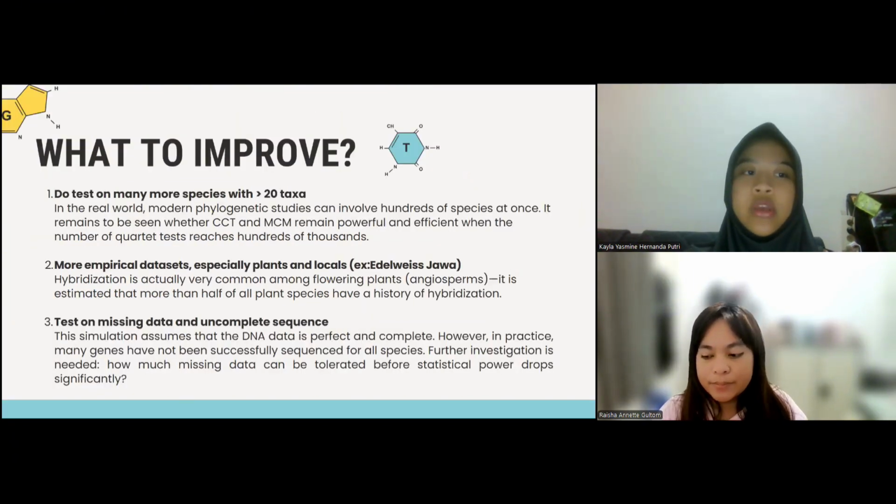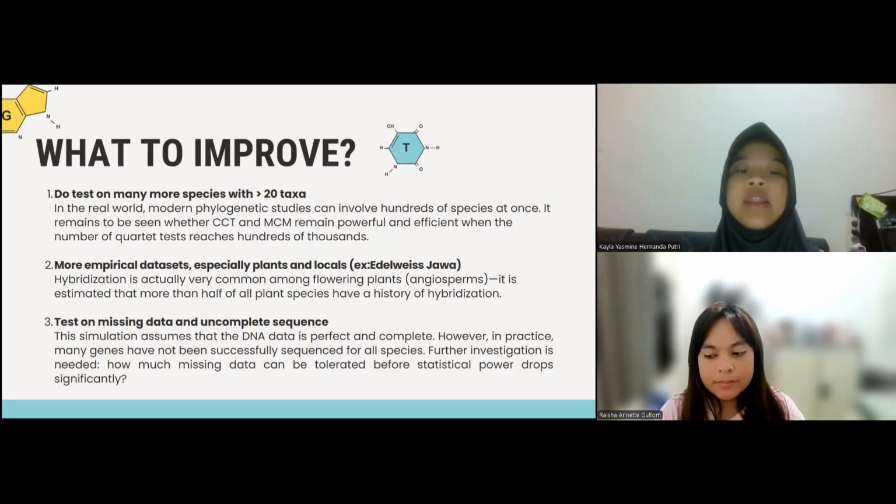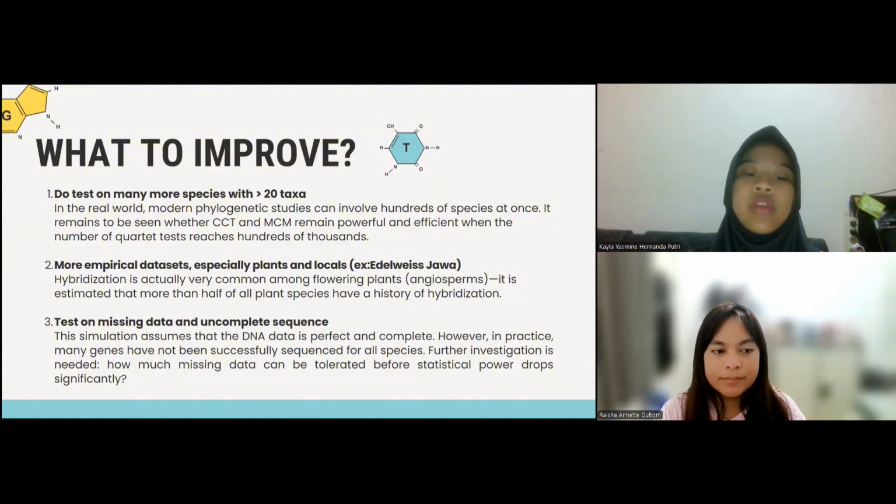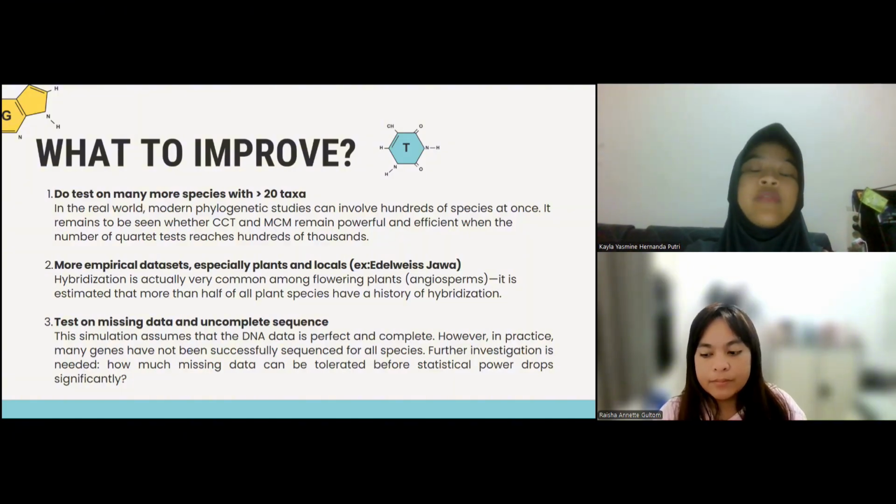Next. What to improve? There are three things that we think can be improved in this paper. The first is to do tests on many more species, with more than 20 taxa, because in the real world, phylogenetic studies can involve hundreds of species. The second is more empirical datasets, especially plants, because hybridization is very common among flowering plants, and it is estimated that more than half of plant species have a history of hybridization. The third is tests on missing data and incomplete sequences, because this simulation assumes that the DNA data is perfect and complete, while in reality many genes have not been successfully sequenced for all species. Further investigation is needed: how much missing data can be tolerated before statistical power drops significantly?